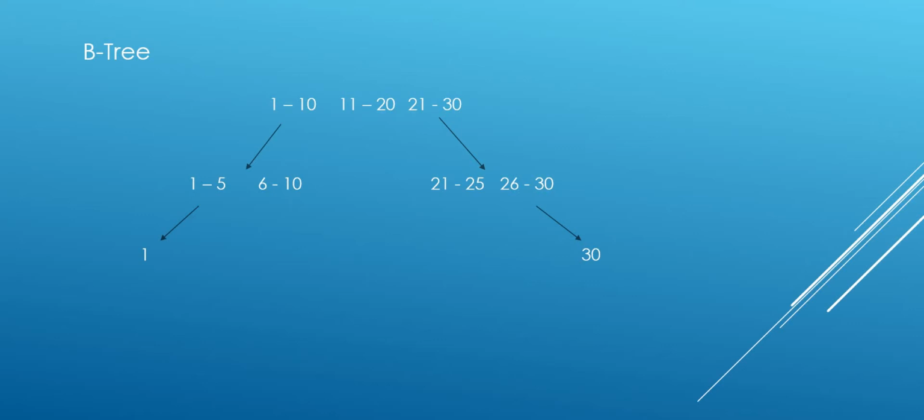And I've put that as an example on this screen. So if we're looking to retrieve data row 1, for example, we start off and we've got 1 to 10. We go down that route. We can throw away the 11 to 30 straight away. We know we're not going to be finding what we need in there. And then we go to the 1 to 5 route, and then eventually we'd get to our data. The same if we were searching for 30. So that's an example of how a B-tree would work.